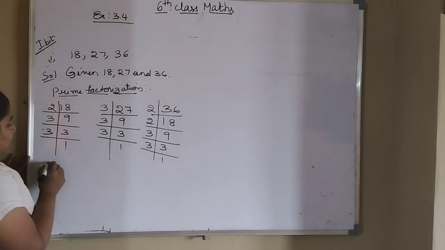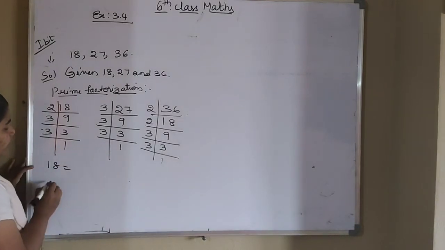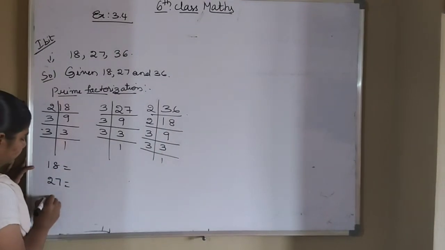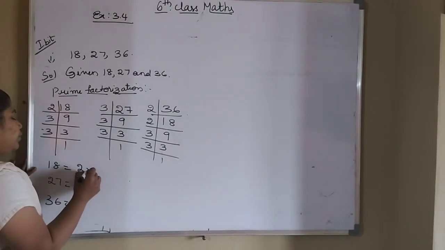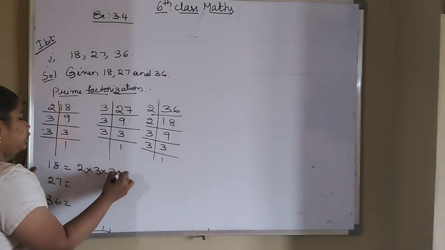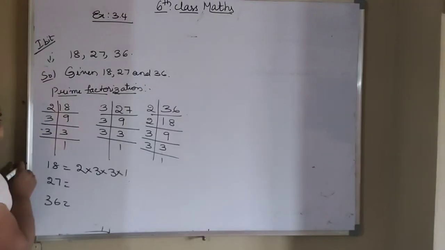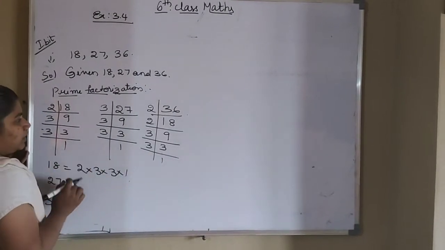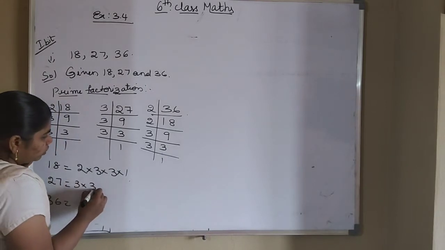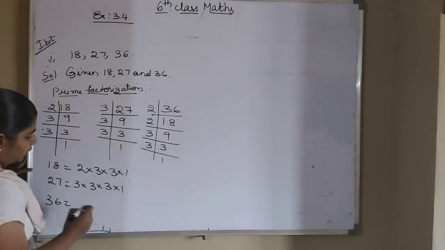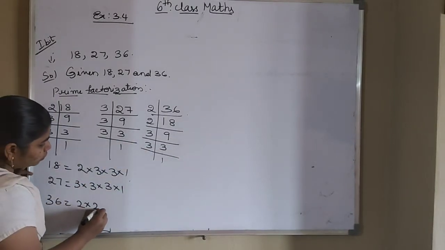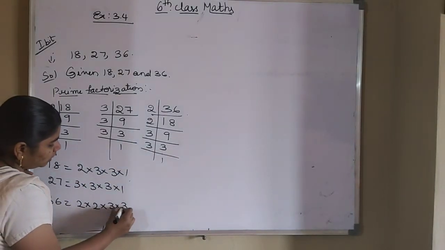Now write the values individually. Write the factors of the given number individually. 18 can be written in the form of 2 into 3 into 3 into 1. Only these values we have to write. 27 can be written in the form of 3 into 3 into 3 into 1. Now 36 can be written in the form of 2 into 2 into 3 into 3 into 1.